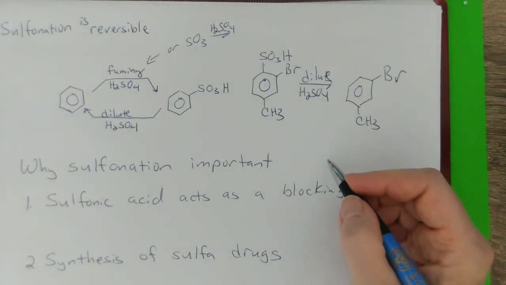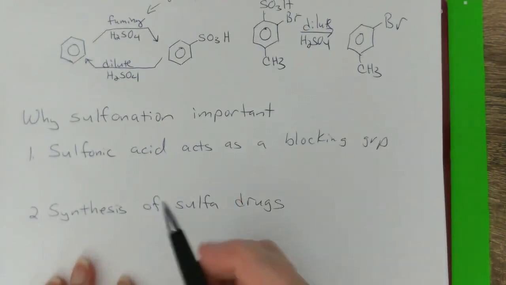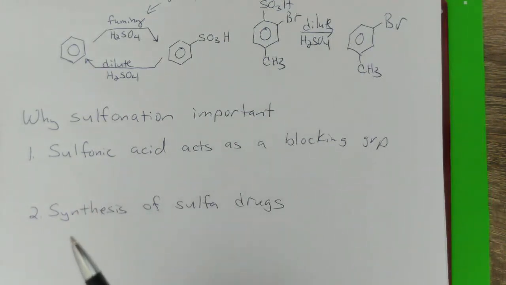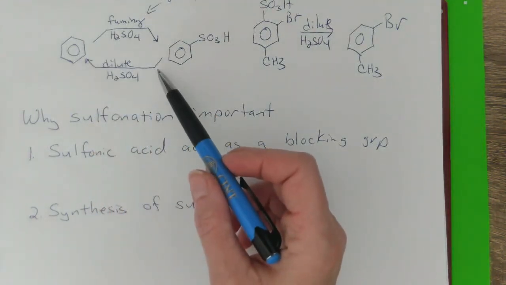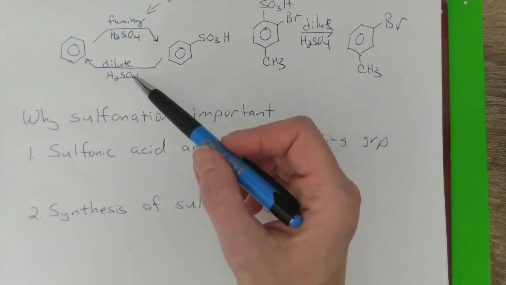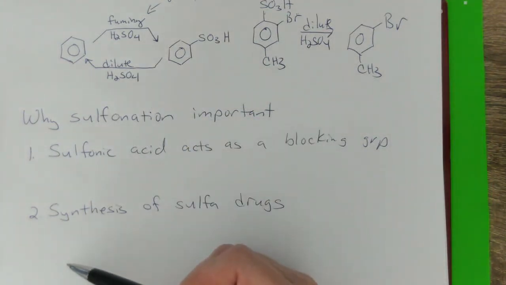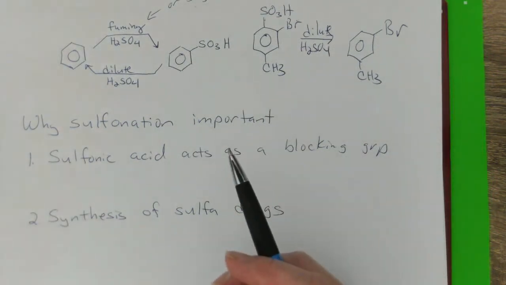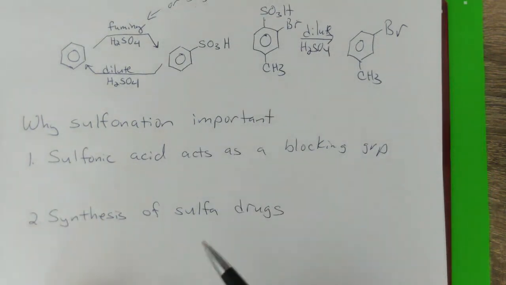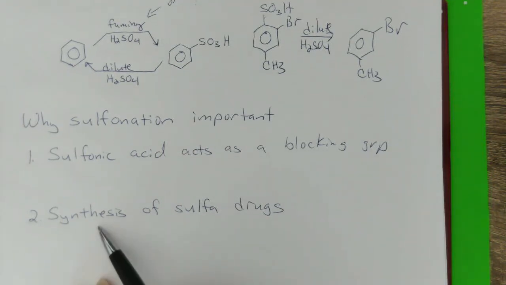Okay. All right, so sulfonation is really important because we can use sulfonic acid as a blocking group since this reaction here is reversible. So we can add on the sulfonic acid group, and then we can carry out a whole bunch of reactions. And then when we're done, we can remove that sulfonic acid group. And then it's also really important for the synthesis of sulfa drugs. It's a class of antibiotics.